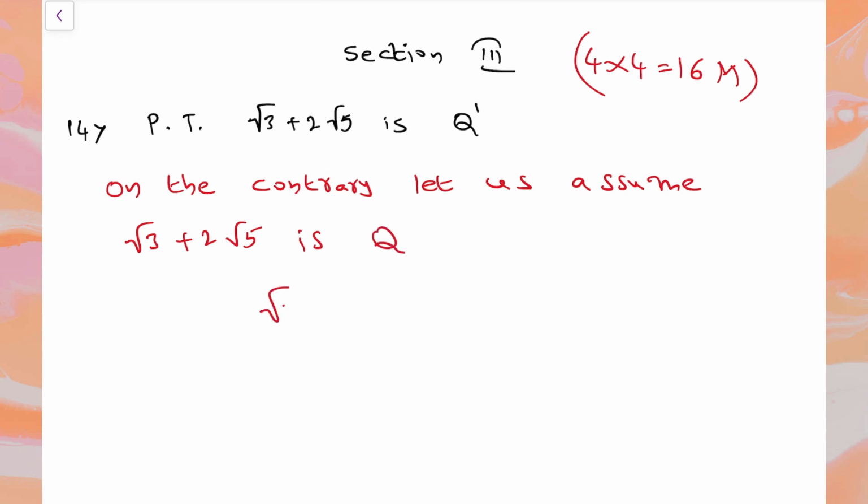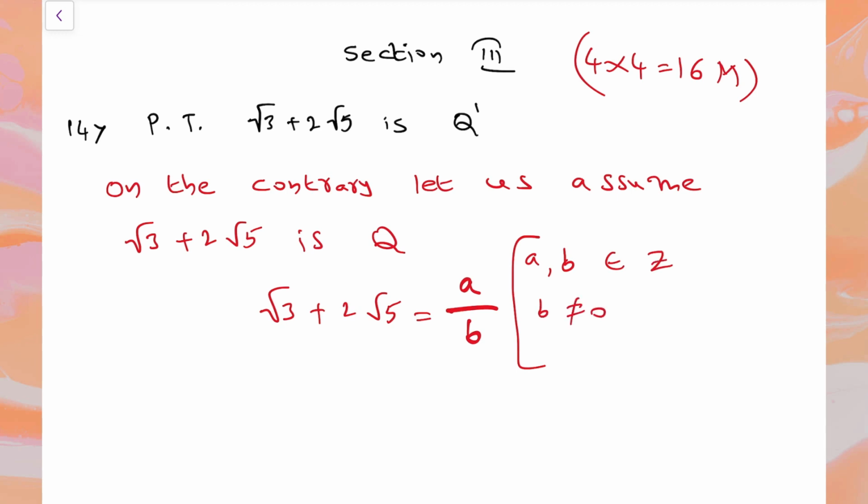So root 3 plus 2 root 5 can be written in the form of P by Q, because I'm assuming those two are rational numbers, right? So if it is a rational number, then definitely it can be written in the form of P by Q. But according to the textbook, instead of writing P by Q, they are writing A by B. So I am also writing it as A by B. The conditions are all the same. A comma B belongs to integers and B not equal to 0. You can write one more condition, that A comma B are co-primes, nothing will happen.